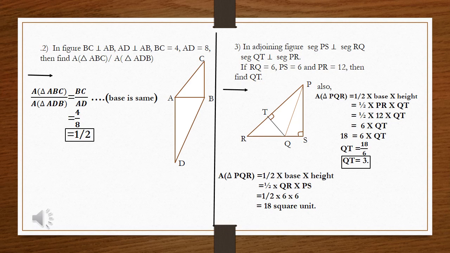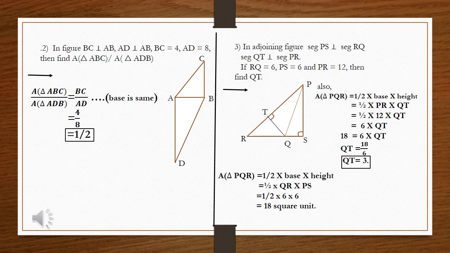As we know, the area of triangle PQR equals 1/2 base into height. Now look at triangle PQR. Take RQ as the base and the perpendicular height as PS. So we can write 1/2 into QR into PS. By putting values we get 1/2 into 6 into 6. So we get 18 square units. So here area of triangle PQR equals 18 square units.